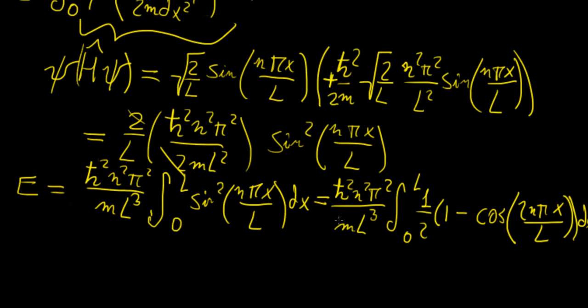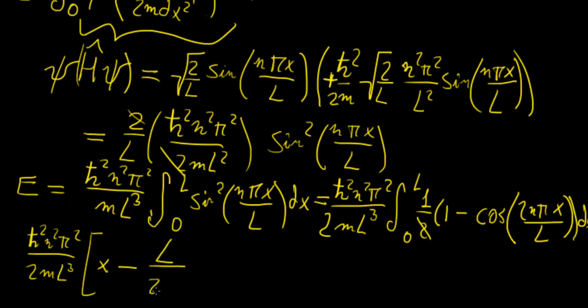And now if we go over here, we're going to have the following. So let's pull this out. Let's put this 2 here. Now we're going to have h bar squared n squared pi squared over 2mL cubed. And this is going to be x minus sine, but now we're going to multiply it by L over 2n pi, sine of 2n pi x over L. Alright, so this is going to go from 0 to L.